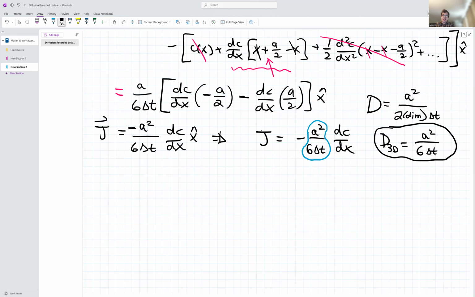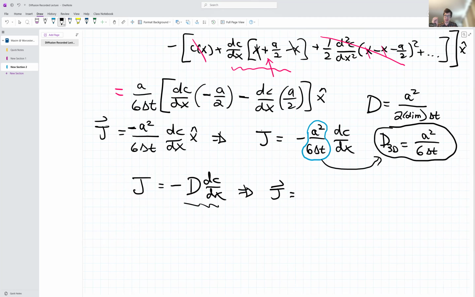But here it is. If we identify that with the 3D diffusion coefficient, that means our flux, along one direction anyway, is minus the diffusion coefficient times dc dx. There's a way to generalize this. If we think about any kind of area in 3D, the generalization to 3D is that J becomes a proper vector.